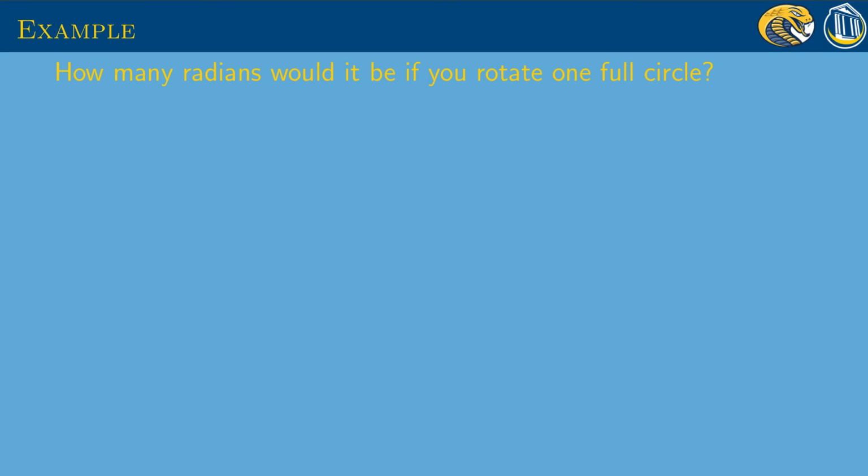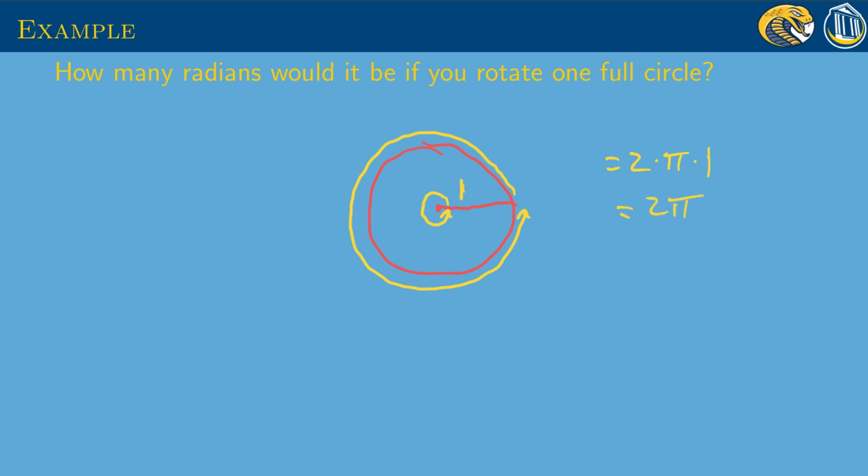So how many radians would it be if we rotate one full circle? Once again, let's draw our unit circle, our vertex, and our initial angle. If we make one full rotation along the outside of that circle, and this unit circle has a radius of 1, then the number of radians of this angle is just the circumference of that circle, and it's 2 times pi times 1, which is just 2 pi radians.